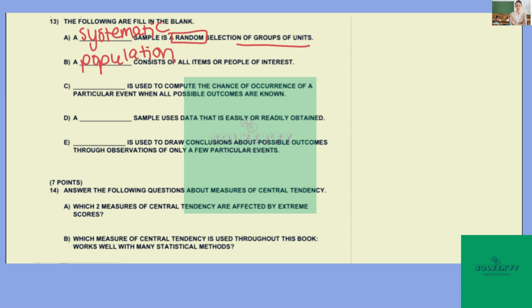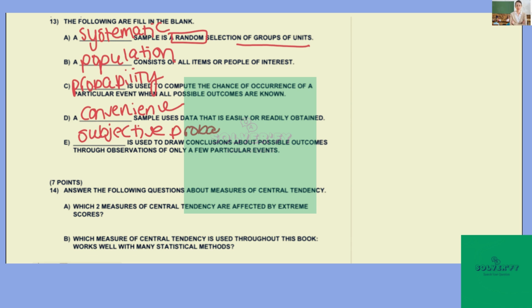When we're trying to compute the chance of an occurrence of a particular event over the total outcomes, that is just probability. When we have a sample that uses data that's easily or readily obtained, that's called a convenient sample. And then when we use our educated guesses to draw conclusions, because we only have a few events to look at, that's called subjective probability.